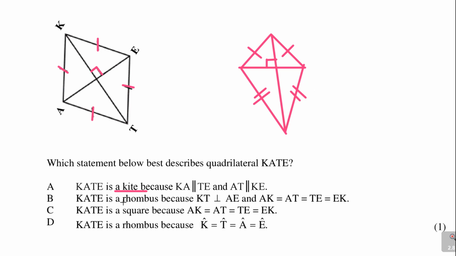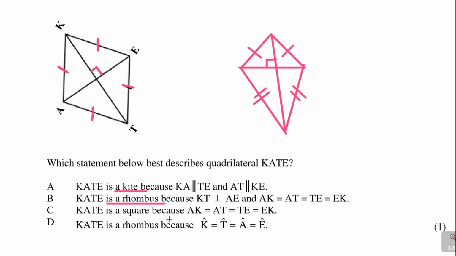So it's wrong. And then they're saying it's a rhombus. Okay, let's talk about the rhombus now. We can say it's a rhombus, yes, because all the four sides are parallel and the diagonals. Okay, let's leave it like that: KT is perpendicular to AE and AK is equal to that, is equal to that. Let's just leave it there for now.